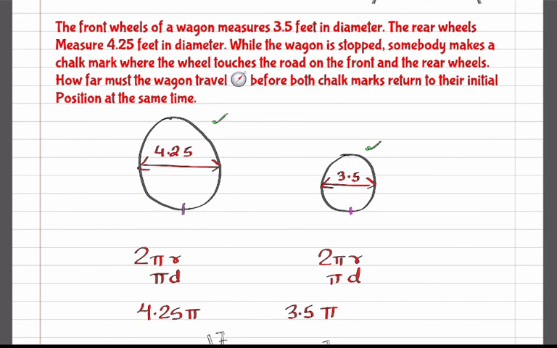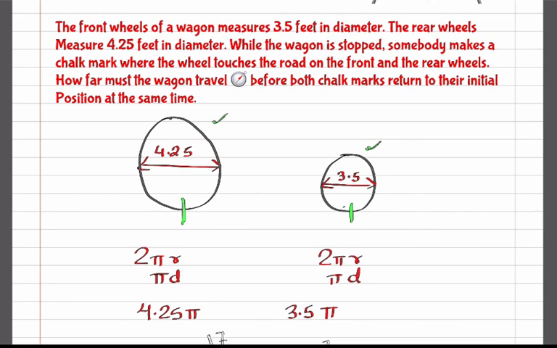Okay. While the wagon is stopped, somebody makes a chalk mark where the wheel touches the road on the front and the rear wheel. So this wagon is standing and I make a mark here and I make a mark here. How far must the wagon travel before both the chalk marks return to their initial position at the same time?